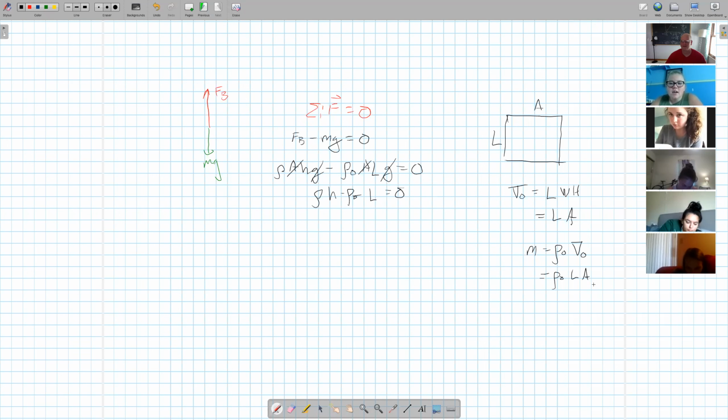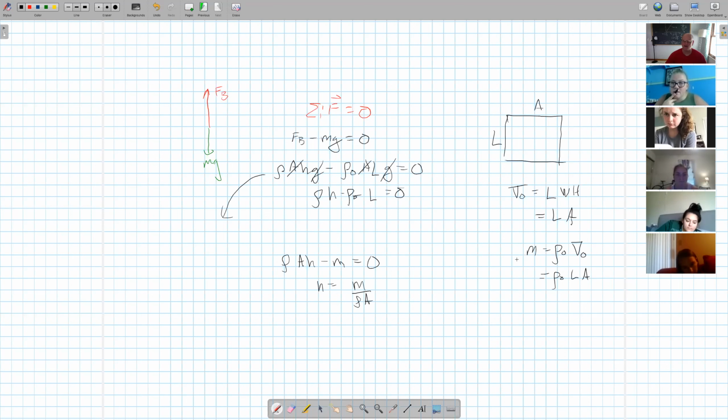Is everyone okay? I had gotten it to M equals length times width times height times density. I crossed the G's out. And then mass equals area times height times density. Right, so you went to rho times A times H minus M is equal to 0. Yes, good. That's right. So here, then you would say H is equal to what? M divided by rho A, right?